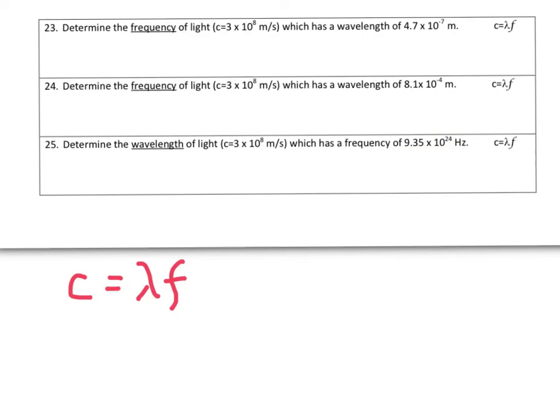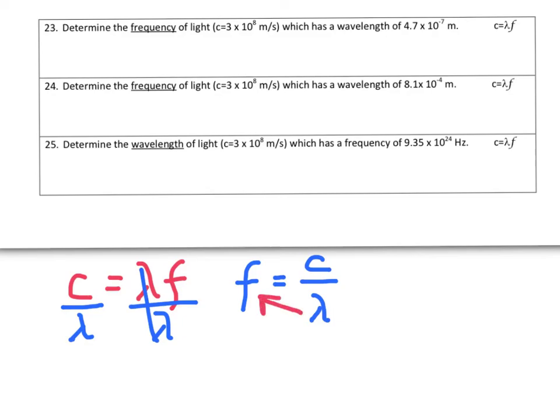Using algebra, if I need to solve for the frequency, then I need to set the equation so that frequency is the only thing on that side of the equation. Therefore, frequency is calculated by taking the speed of light, c, divided by the wavelength given. If I'm doing the other way around, and I'm trying to calculate for wavelength, these two wind up switching places, and it becomes the wavelength is equal to the speed of light divided by the frequency.